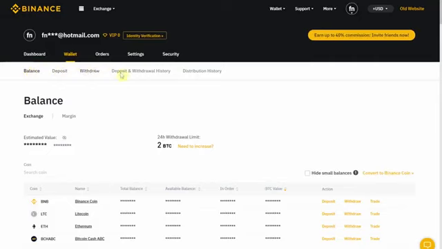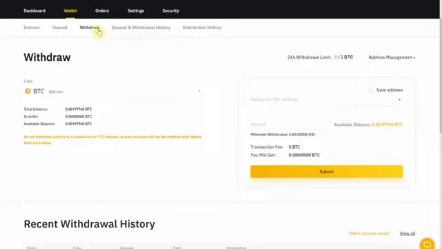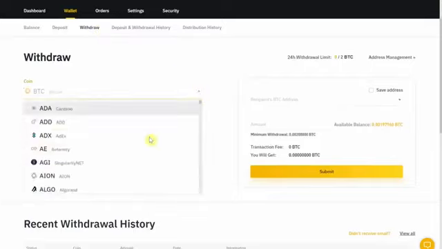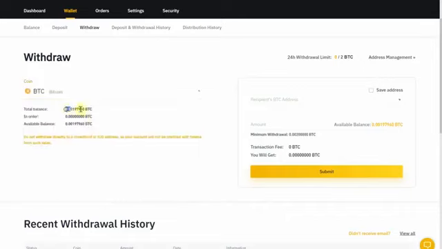If you ever want to withdraw money, this is where you would go. And in here, in the withdrawal page, you get to choose which coin you want to withdraw, and it will tell you what's your balance, how much you have in orders, and how much you can withdraw. Over here on this side, this is where you paste the address you want to send your BTC to.